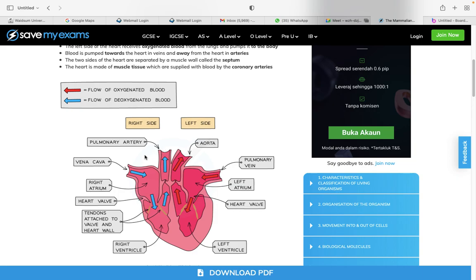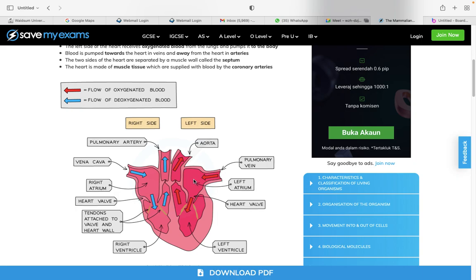Is that okay? Then this blood, after it goes to the lungs, gives the lungs the carbon dioxide and in exchange picks up oxygen, which, like I said earlier, diffuses into the red blood cells. Then through the pulmonary vein, it returns to the heart on the left side. It enters the heart through the left atrium.